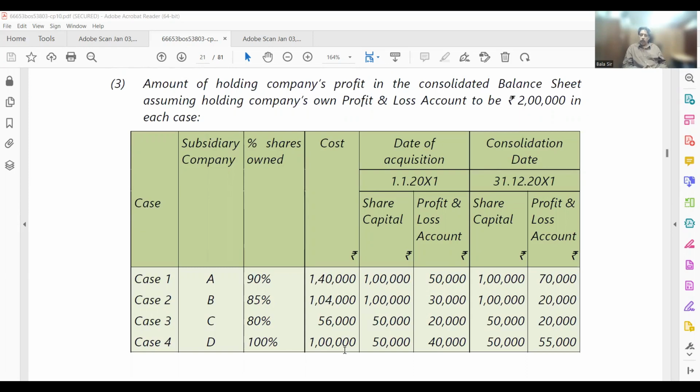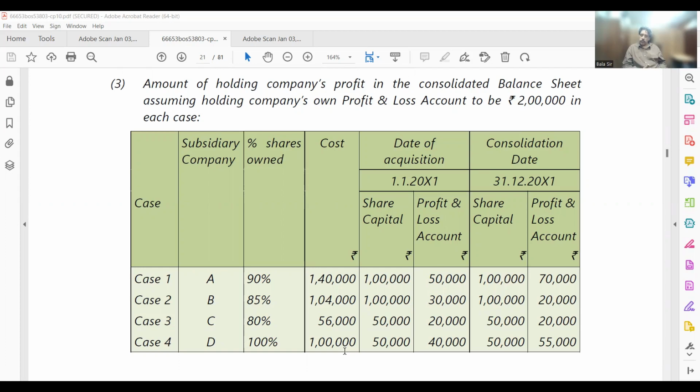So here we go with subdivision case 1. Subsidiary company A. Percentage shares owned 90%, held by the holding company. Cost 1,40,000. I paid 1,40,000 for the 90% interest. Date of acquisition 1st January 20x1. I bought shares on 1st Jan 20x1. Share capital 1 lakh rupees. Profit and loss account 50,000. These are the share capital and P&L balance of the subsidiary company as on 1st January.